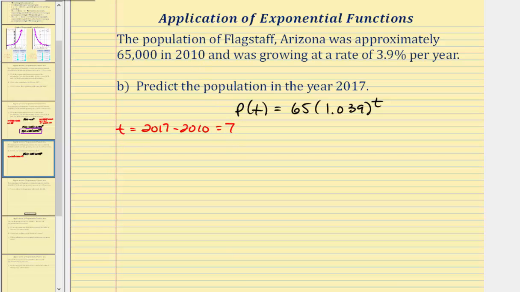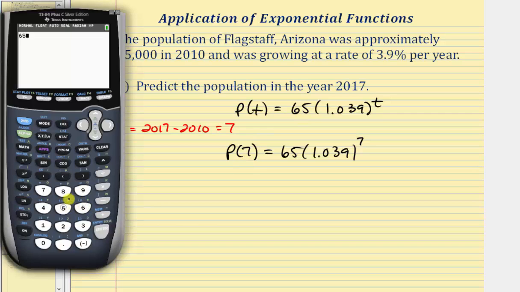So we want to find the function value p of 7 to predict the population in the year 2017. So we'd have 65 times 1.039 to the power of 7. And now we'll go to the calculator to approximate this function value. But remember, p of 7 is going to be in thousands.